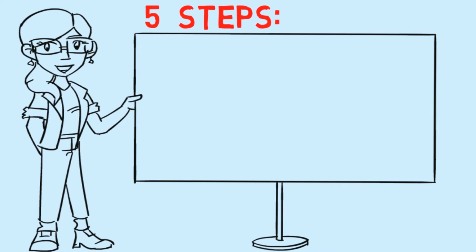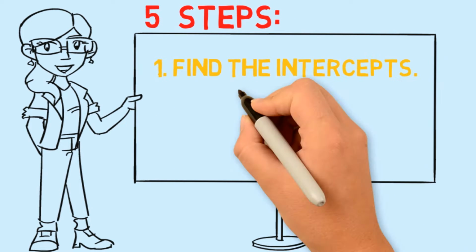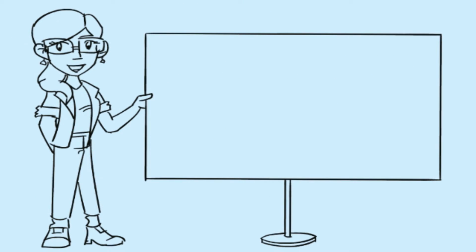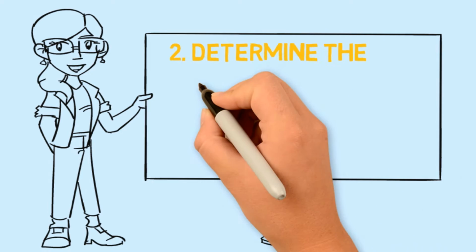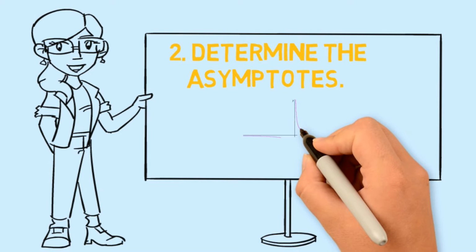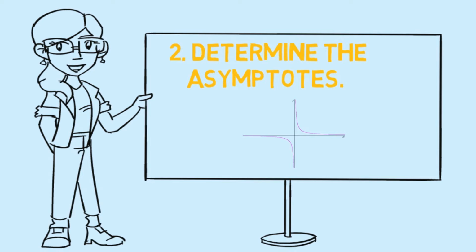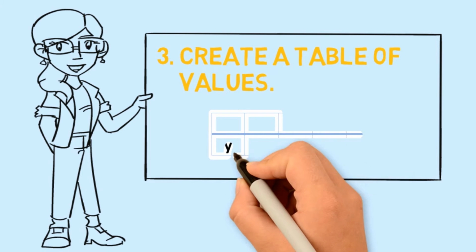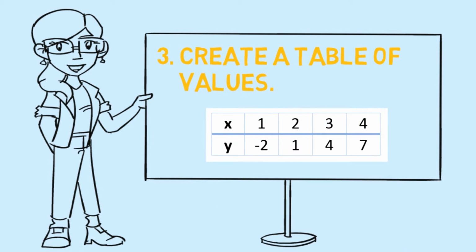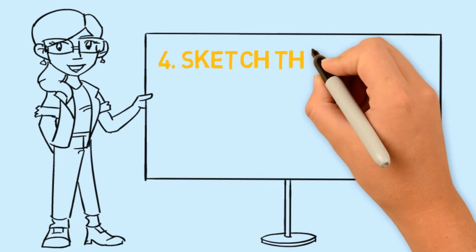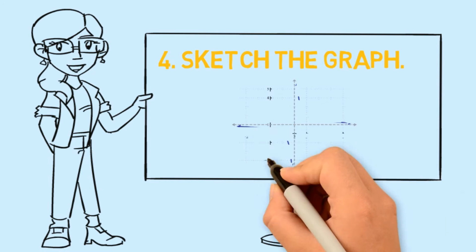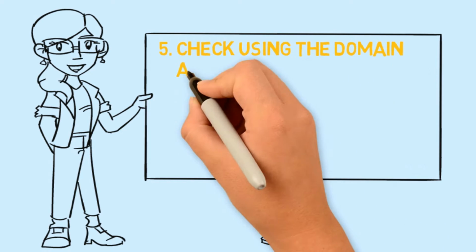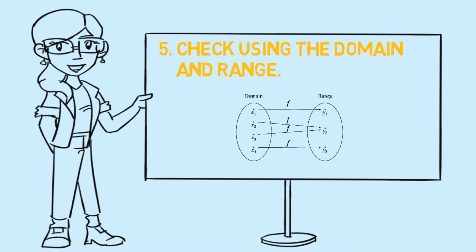We have 5 steps in graphing rational functions. First is to find the intercepts, the x and y intercepts. Second, determine the asymptotes. It's basically an invisible vertical line that your graph approaches and gets really close to but never touches. Third, create the table of values of x and y. Fourth, you may now start sketching the graph. Fifth, after sketching, check it using the domain and range.